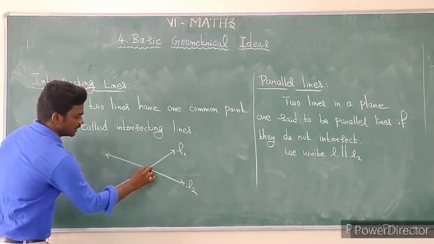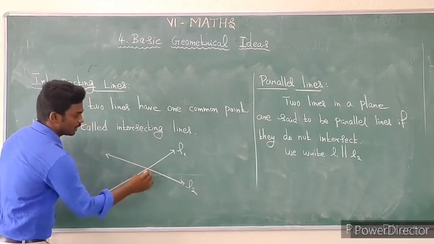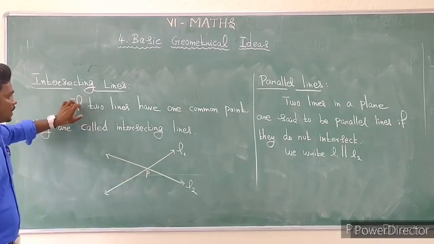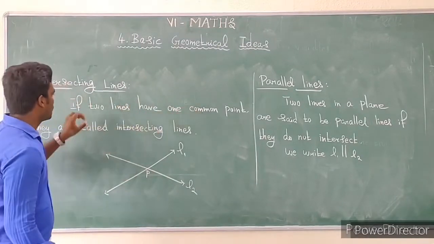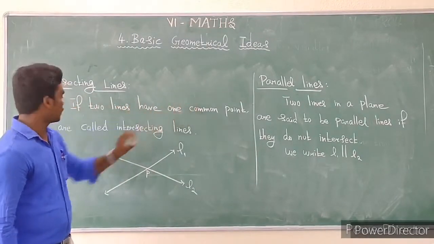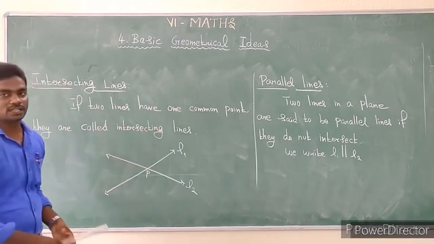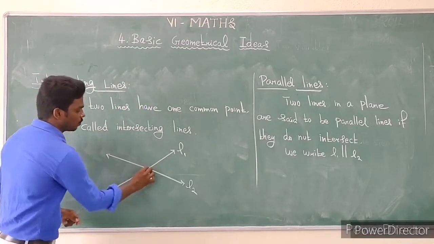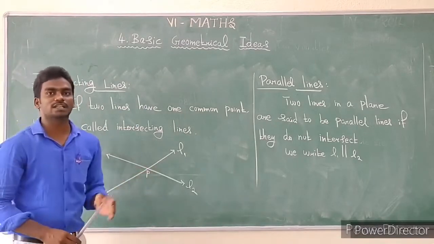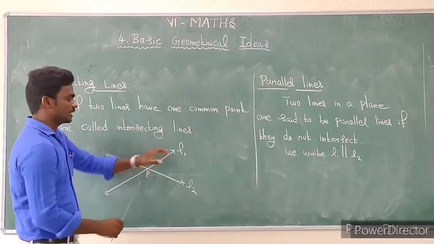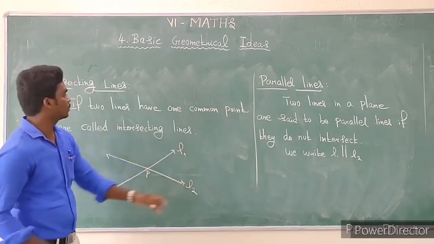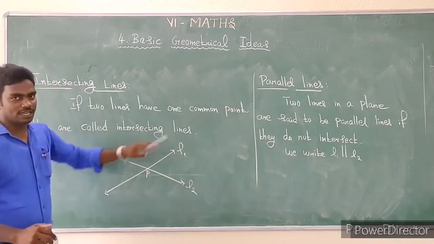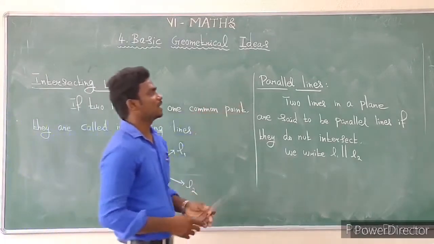So they can meet in any one direction, at any one point. This point is called T, that means the point of intersection. If two lines have one point common, they are called intersecting lines. Here we can say L1 is intersecting to L2. If two lines have one common point, they are called intersecting lines, right?